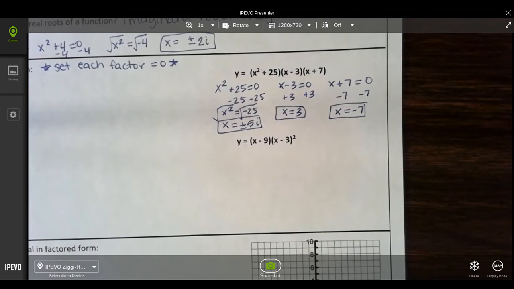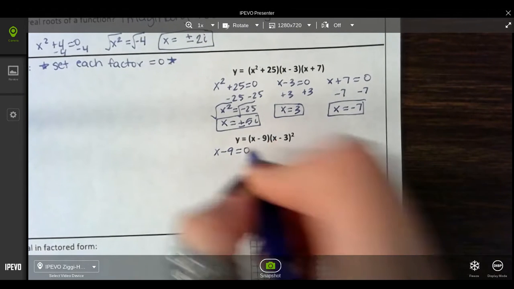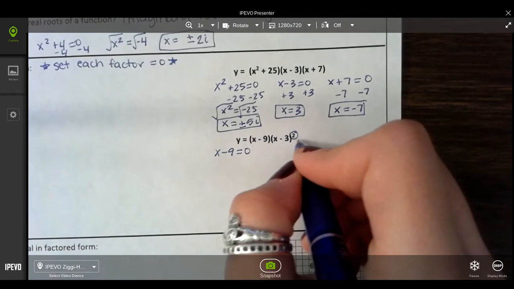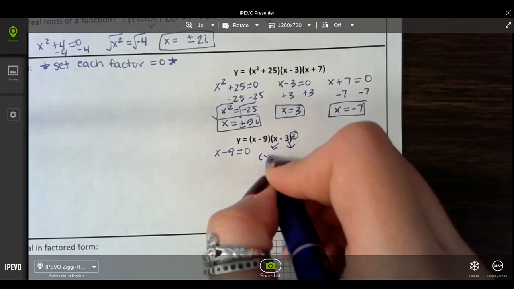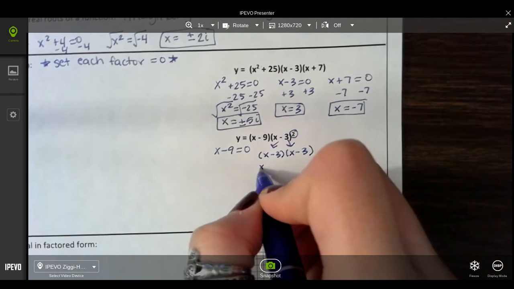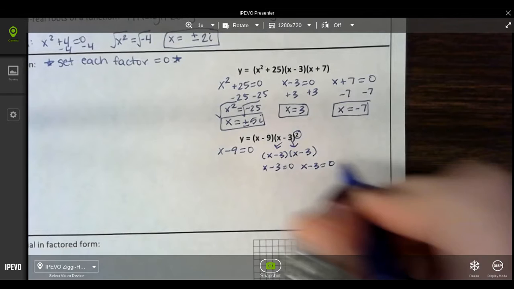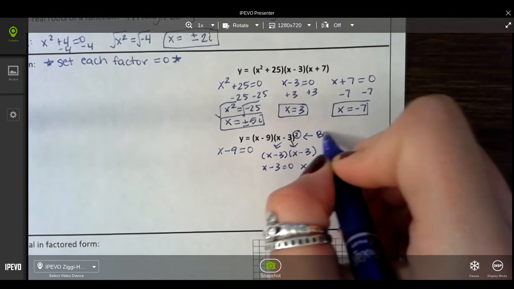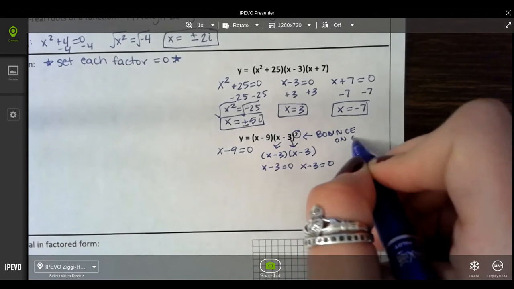So these make sense. My next one, I've got x minus 9 equals 0. And what this tells me right here, this squared is saying x minus 3 times x minus 3. So we would rewrite this as x minus 3 times x minus 3. Setting each of our factors equal to 0, we would get this. It's important to note that if we're squared like this, it's going to cause a bounce on the graph. And we'll talk about that in a second.